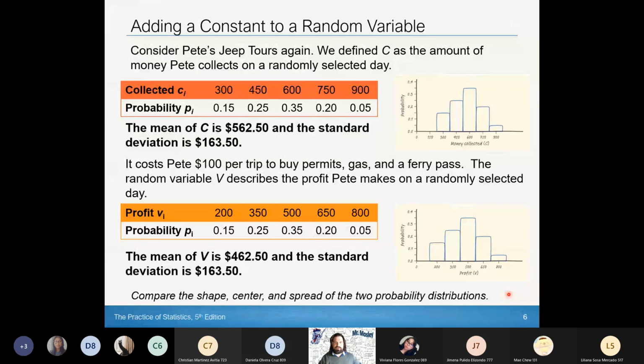Is there anything I can clarify about this so far? I have a question. Mm-hmm. How did you get the standard deviation of 163.50? For the money collected or the profit? It's the profit.